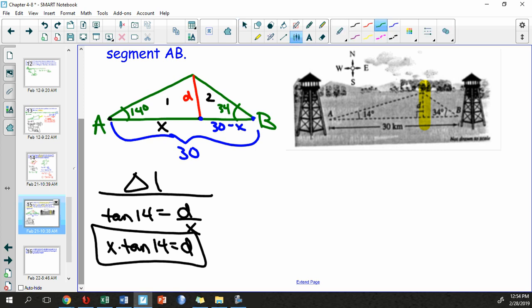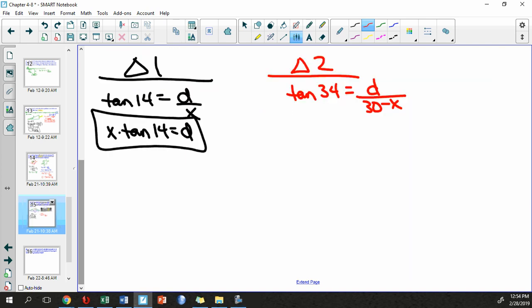Triangle 2. Still finding d. So what is d according to the angle 34 degrees? What is 30 minus x according to 34 degrees? So what trig function deals with that? So the tangent of 34 degrees is equal to my opposite, which is d, divided by my adjacent, which is 30 minus x. I'm solving for which letter? D, because we want to use the reflexive property. So the tangent of 34 times 30 minus x is equal to d. Box that in.